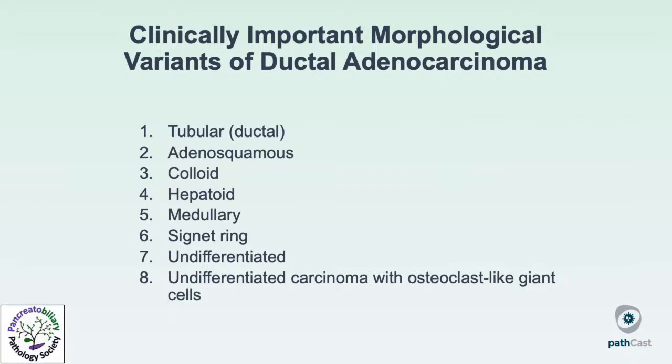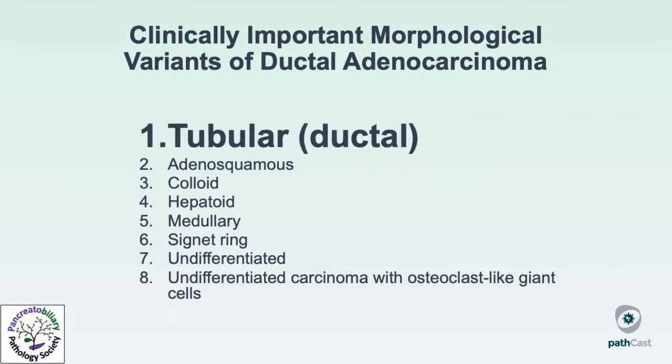There are several clinically important morphological variants of ductal adenocarcinoma that we'll discuss today, but we'll start with the most common variant, which is tubular or ductal carcinoma of the pancreas. So we're going to start with typical ductal adenocarcinoma, which I'll sometimes refer to throughout this presentation as PDAC, short for pancreatic ductal adenocarcinoma.